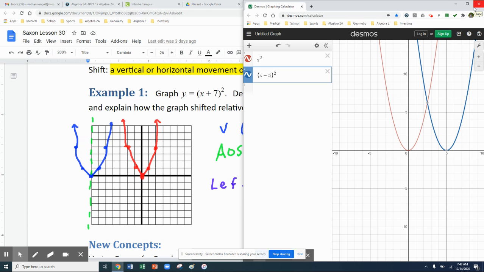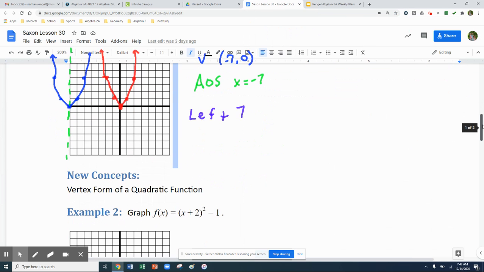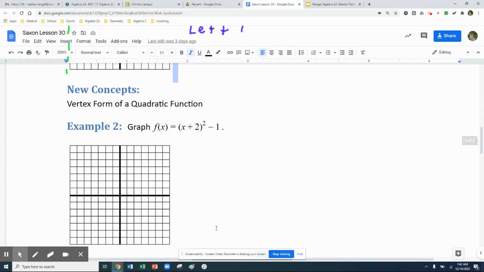So now we can start to see when you're putting a number in the parentheses there, x minus 5 shifts it 5 to the right, x minus 7 shifts it 7 to the right, x plus 7 shifts it 7 to the left. Whatever number we're adding or subtracting in there shifts that parent function left or right. So let's head down to problem 2.